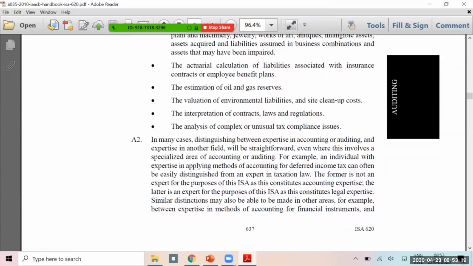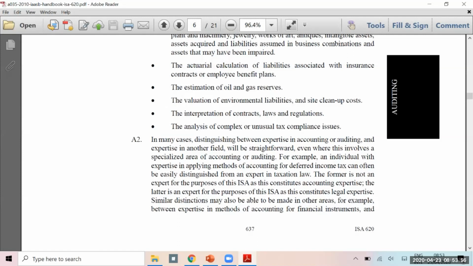Some of the experts you can use: evaluation of environmental liabilities you may be having, interpretation of contracts, law and regulation, where there's definitely going to be a lawyer, analysis of complex and unusual tax compliance issues. All these are experts that you're going to be hiring, that can help you out in coming up with values, in gathering your audit evidence.